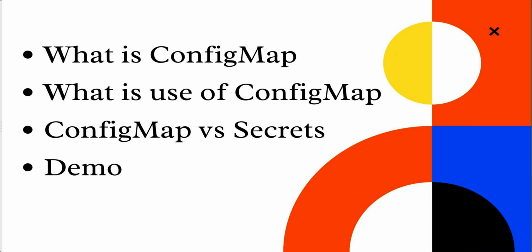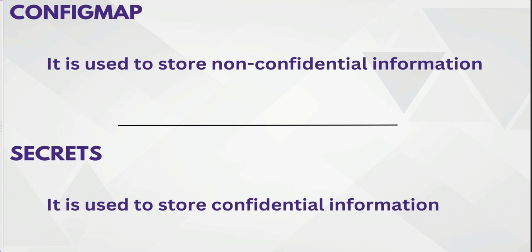So let's get started. The first thing is, what is the config map? Config map in simple terms is used to store non-confidential information. If you want to store any confidential information, we have the secrets. Now let me give you one example so that you can understand this better.